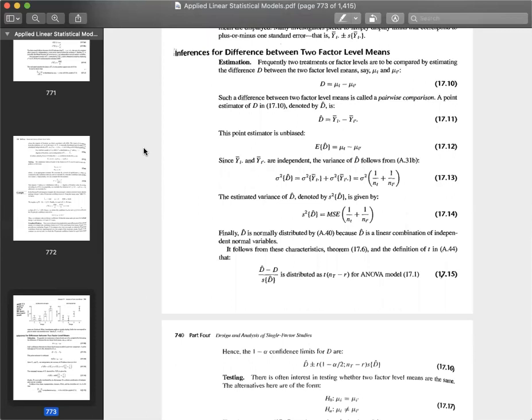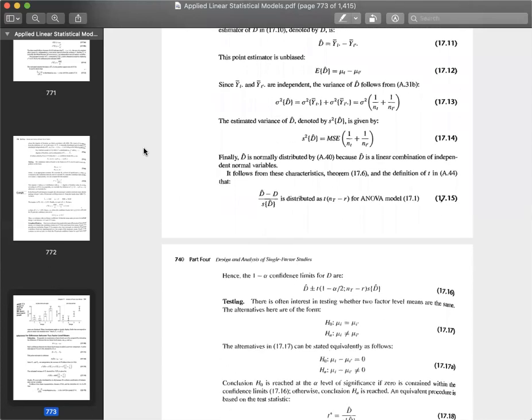Estimation. Frequently, two treatments or factor levels are to be compared by estimating the difference D between the two factor level means, say mu i and mu i apostrophe. So D equals mu i minus mu i apostrophe. Such a difference between two factor level means is called a pairwise comparison. A point estimator of D is denoted by D hat, which is equal to yi bar dot minus yi apostrophe bar dot. This point estimator is unbiased, so the mean is mu i minus mu i apostrophe.